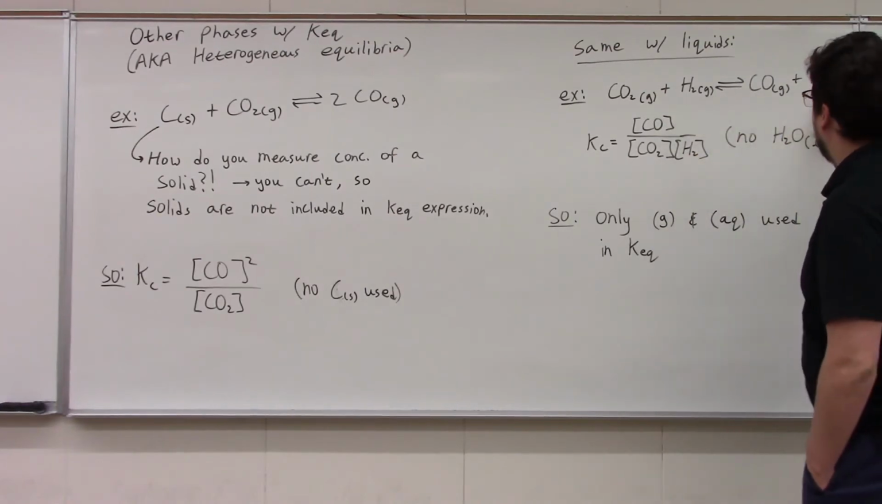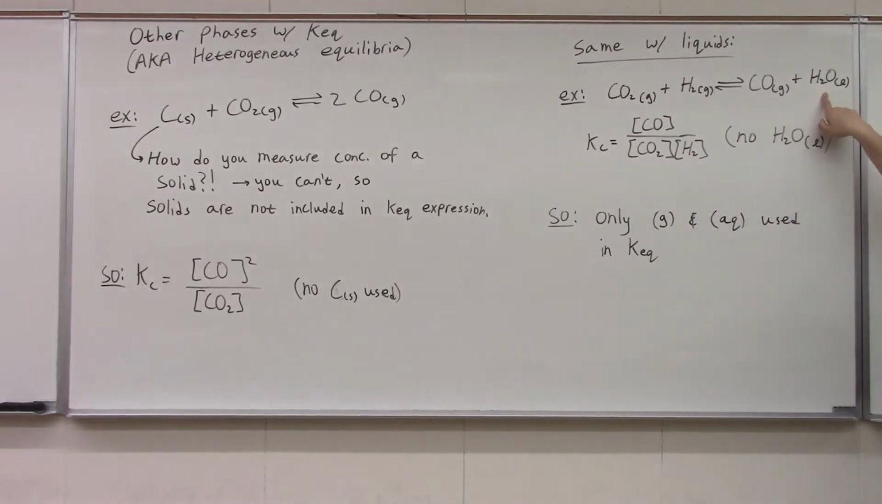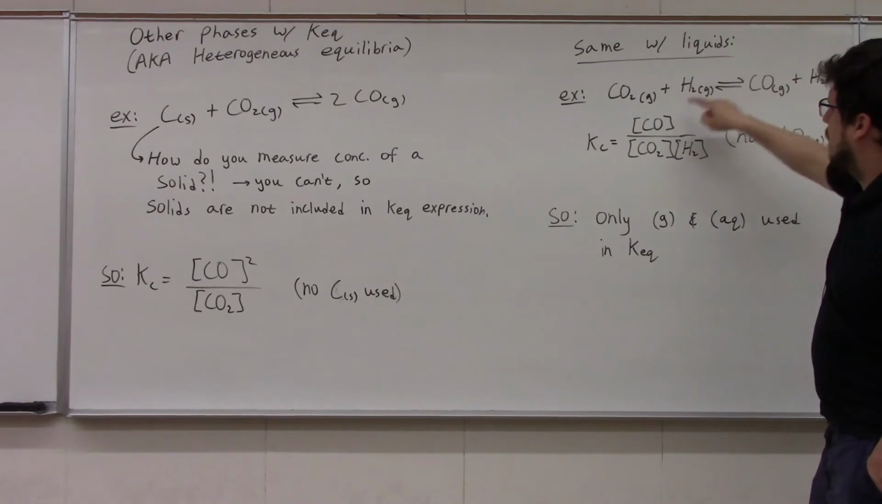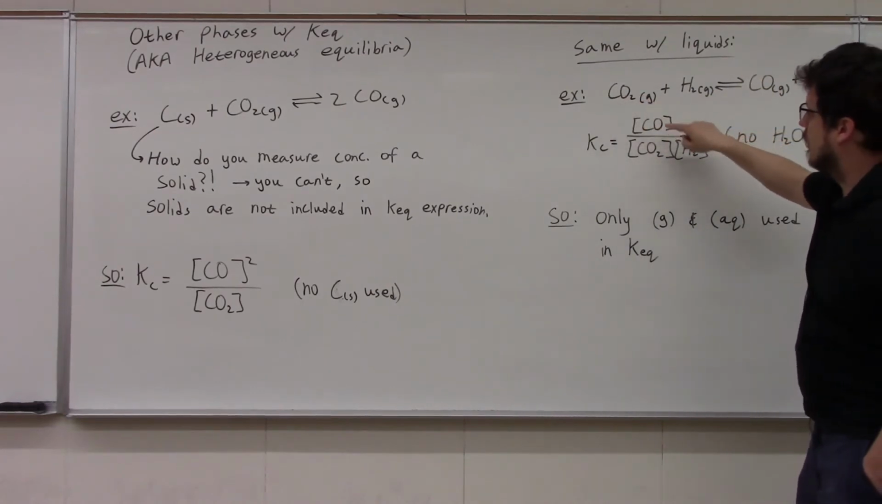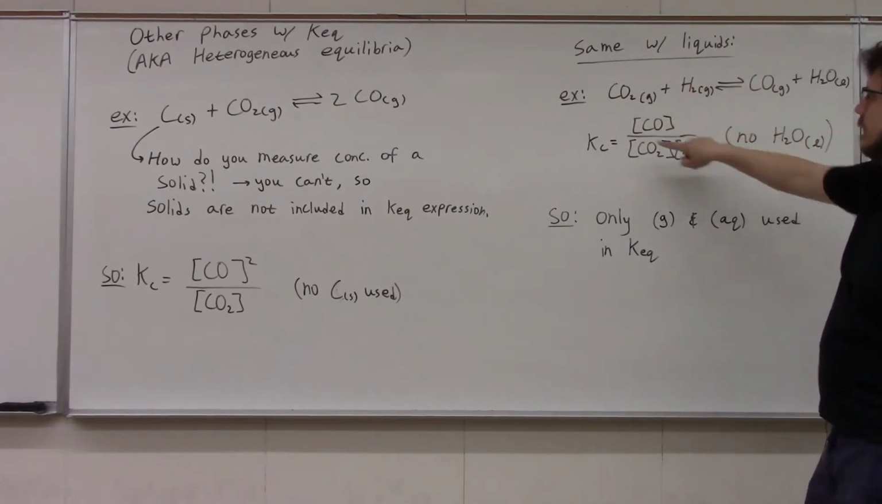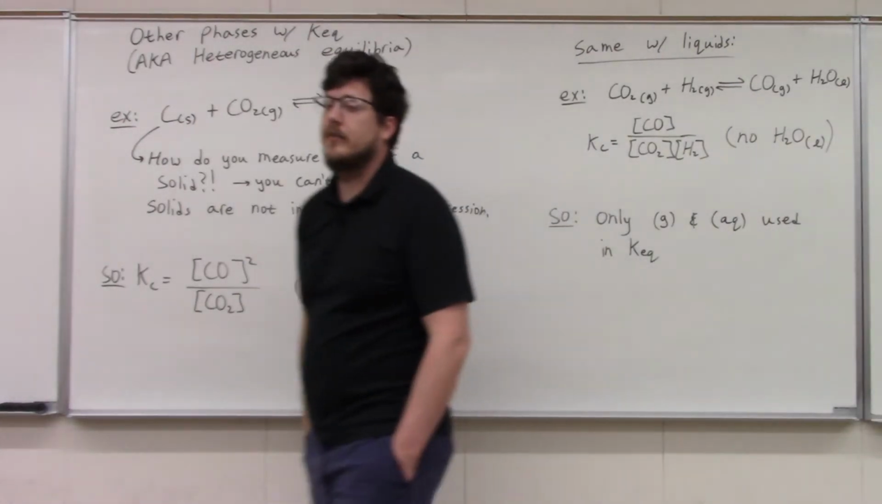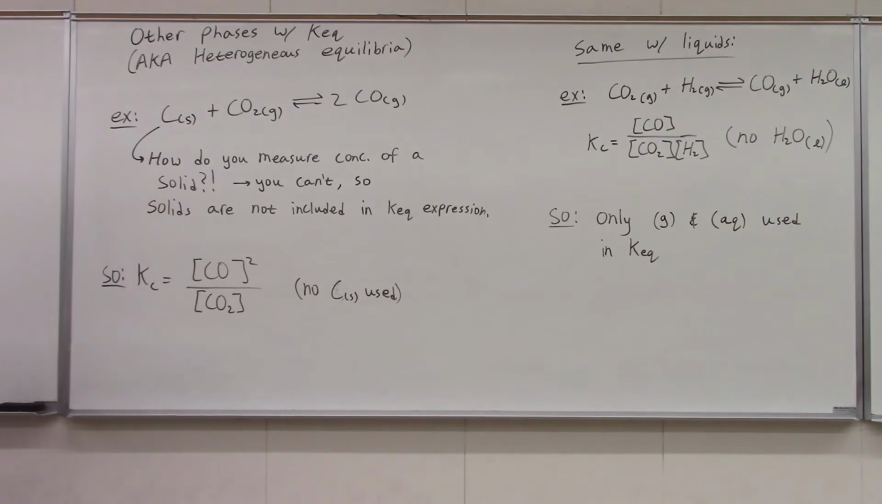So we've got liquid H2O over here as a product. Different if it's a gas, we can use it. So water vapor can show up in equilibrium expressions. Liquid water does not show up in equilibrium expressions. So we have our other product to the power of 1, we have reactant to the power of 1, reactant to the power of 1. That is our expression. So it'll be carbon monoxide over carbon dioxide times concentration of H2.